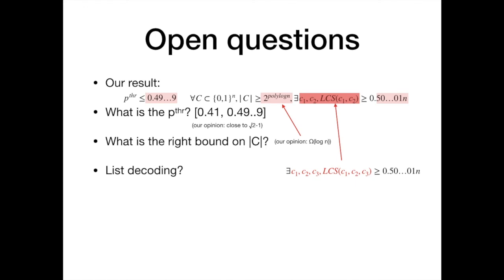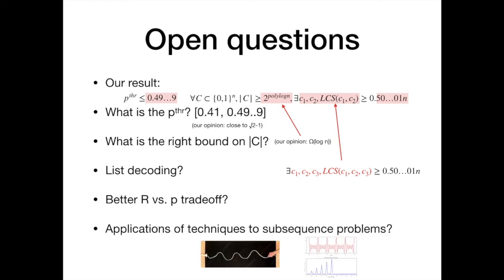And can you also extend this to list decodings, proving limitations for list decoding with list size 2 against worst case deletions? In general, can you prove better rate versus error fraction trade-offs for worst case deletions? Not just for this 0 rate threshold, but for larger rates as well. And can you apply these techniques that we used for finding common subsequences to other subsequence problems?